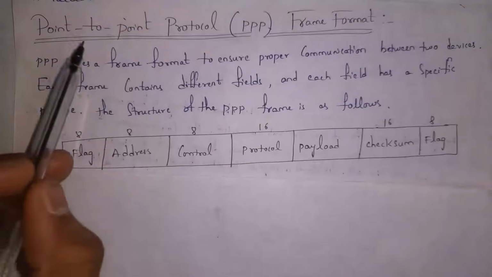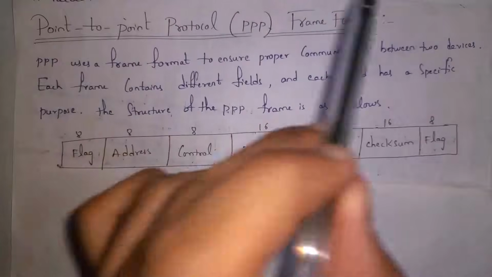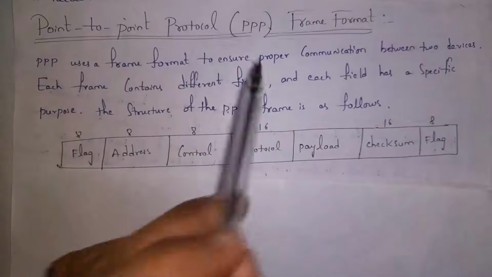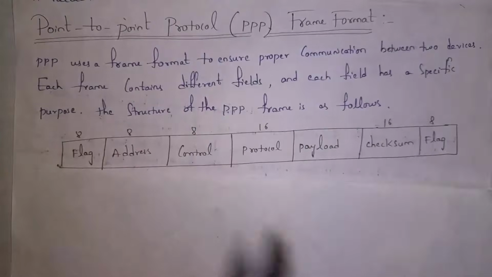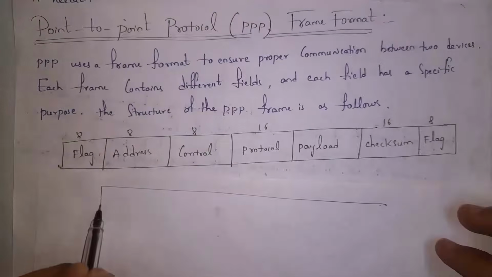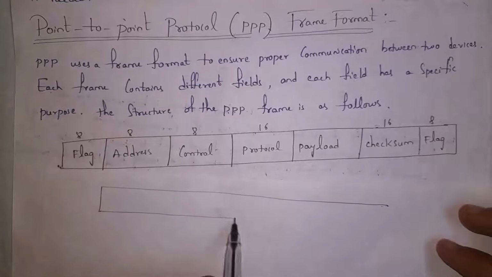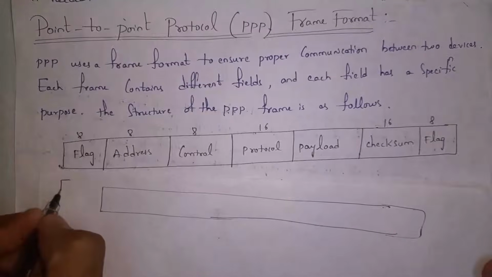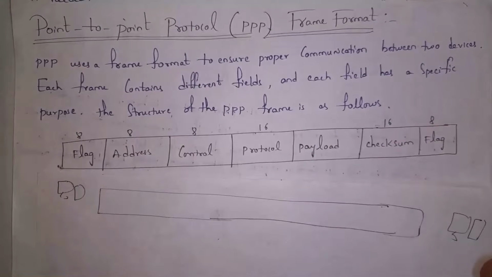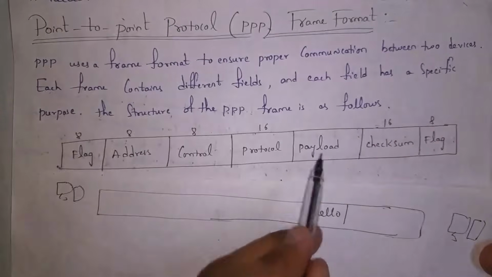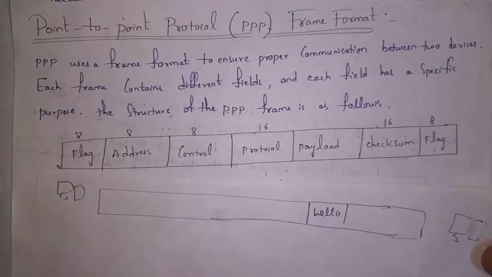Point-to-point protocol uses a frame format to ensure proper communication between two devices. Each frame contains different fields and each field has specific purpose. The structure of the point-to-point protocol frame is given below. Thus, point-to-point protocol frame contains various fields and each field will perform certain tasks. For example, I want to send hello message to my friend by using point-to-point protocol. So this hello message is considered as payload. So payload is nothing but actual data which I want to send.